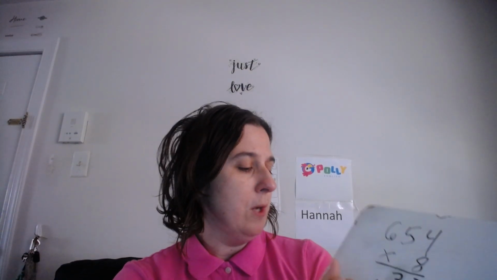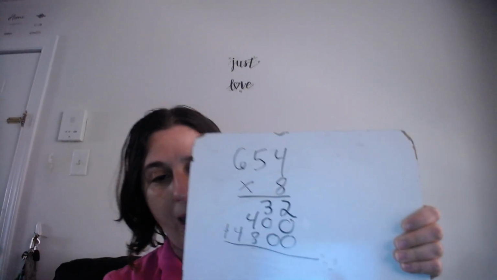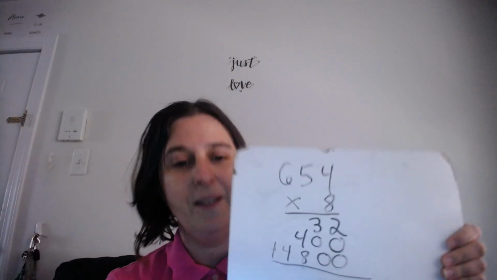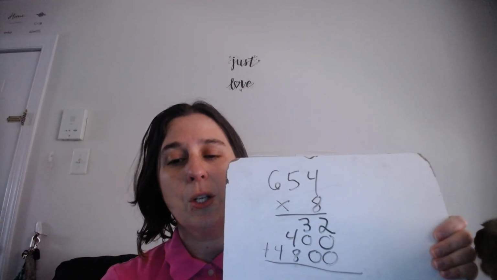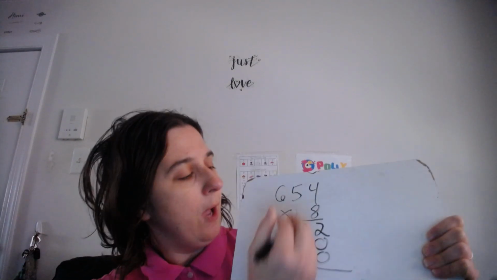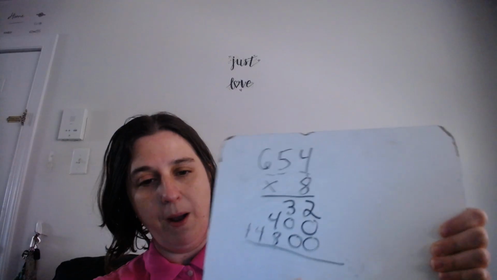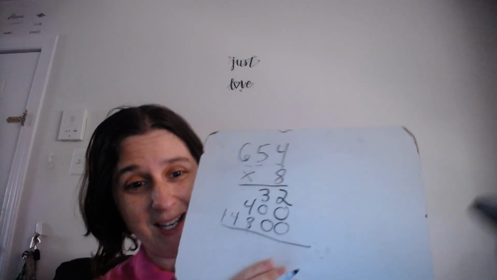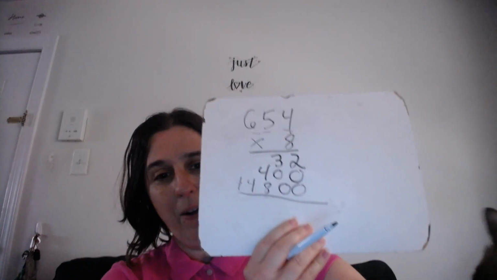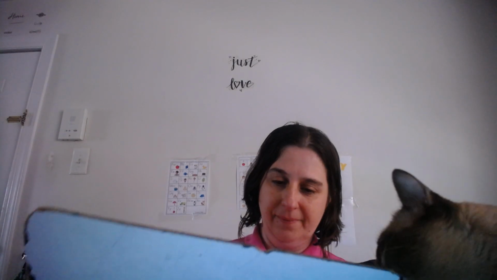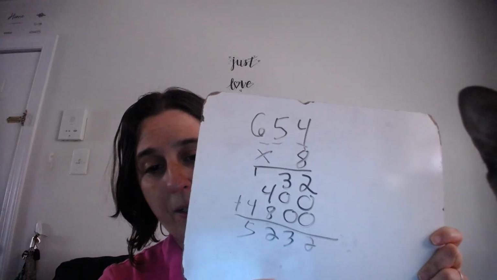Another thing I do let students know when we're learning this method is before you add, this is how you know that you've done all the steps you need to do before you add. How many digits are there up here? There's 3, and I have 3 partial products, and I have a cat who's trying to get onto my keyboard. Now I can add. Get 5,232.